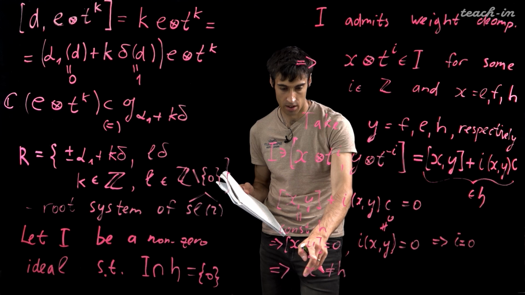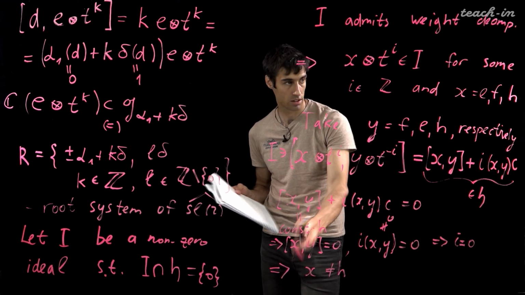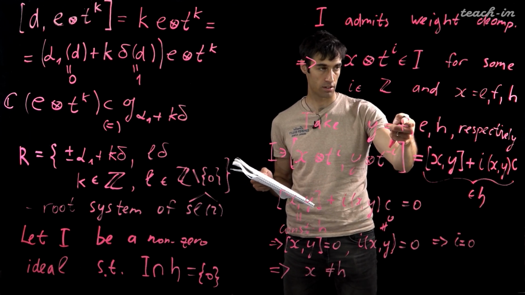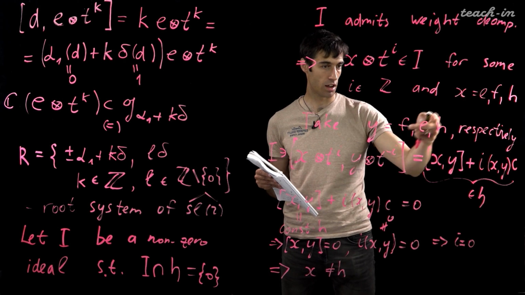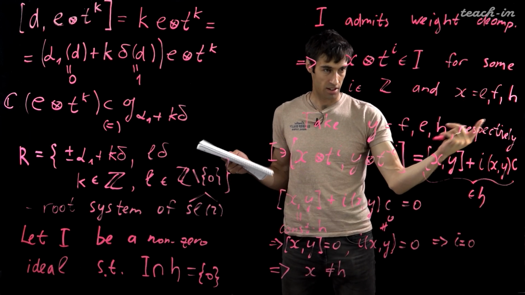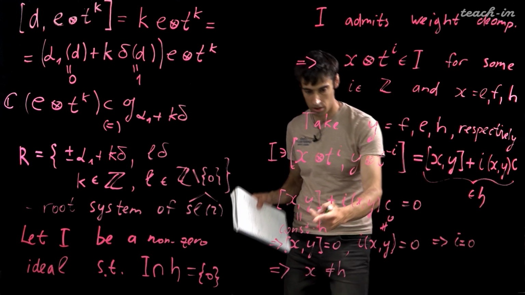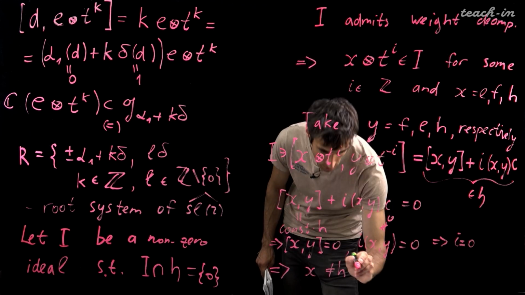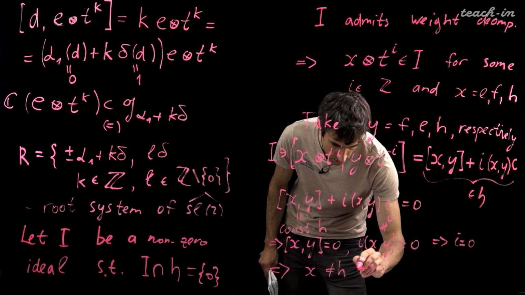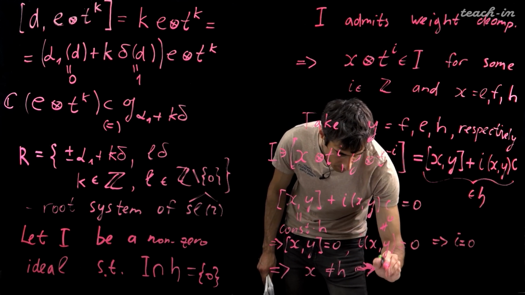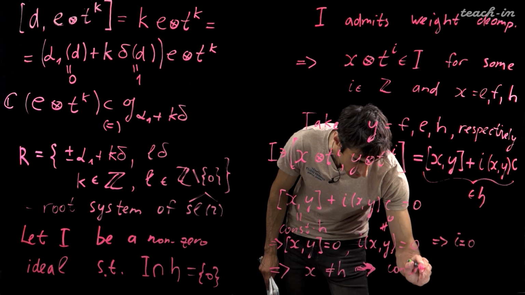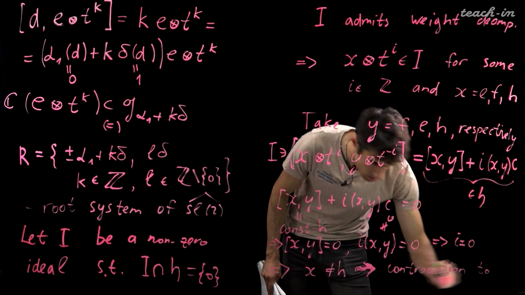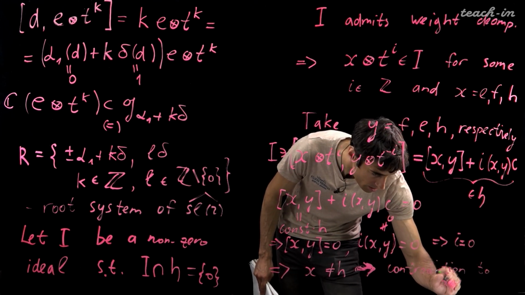But on the other hand, since x is not h, we kind of get rid of this pair, but then the commutator of e and f is h, it's not 0. The commutator of f and e is also negative h, not 0. So it's a contradiction to the fact that x and y should be 0.